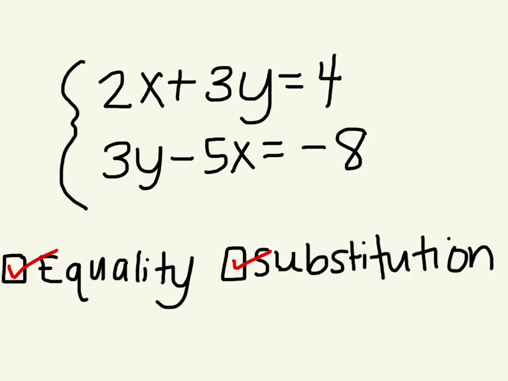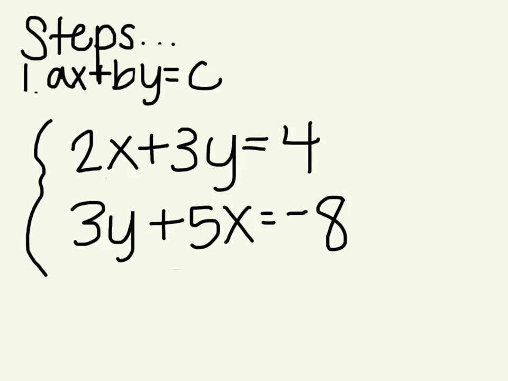Our new method is combination, and be aware that sometimes it is referred to as the method of addition or elimination. There are 6 essential steps in finding the solution to a system of two equations. In my two equations, 2x plus 3y equals 4 and 3y plus 5x equals -8, the first thing that I need to do is rearrange my terms if necessary so that my equation is put in ax plus by equals c form. In other words, standard form.